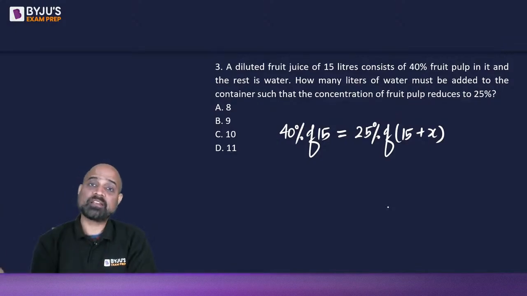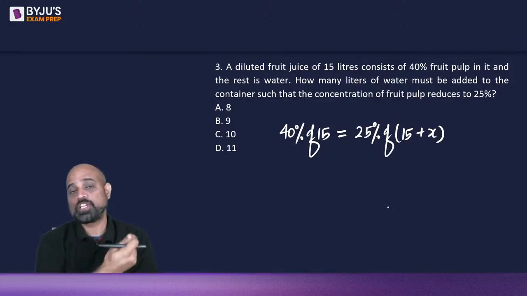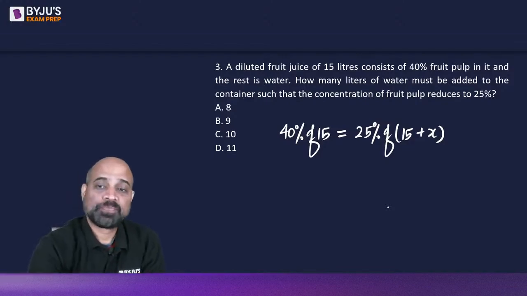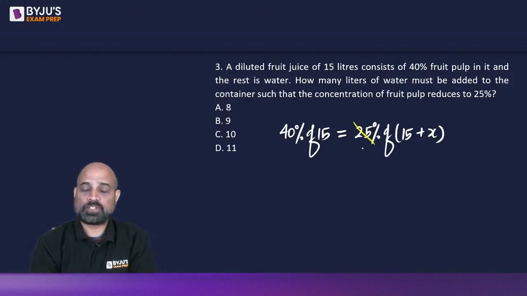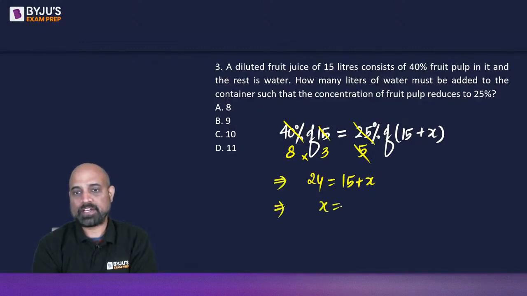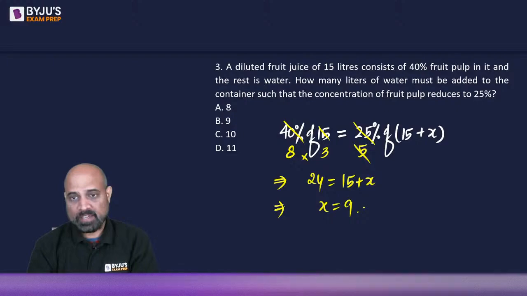So the base has changed. The base initially was 15 liters. Now we will have 15 plus x liters. So in order to solve this, what we can do is we can get rid of 15 and make this an 8, get rid of another 5 and let's make this a 3. So we will have 24 is equal to 15 plus x, and we will get the value of x is equal to 9.